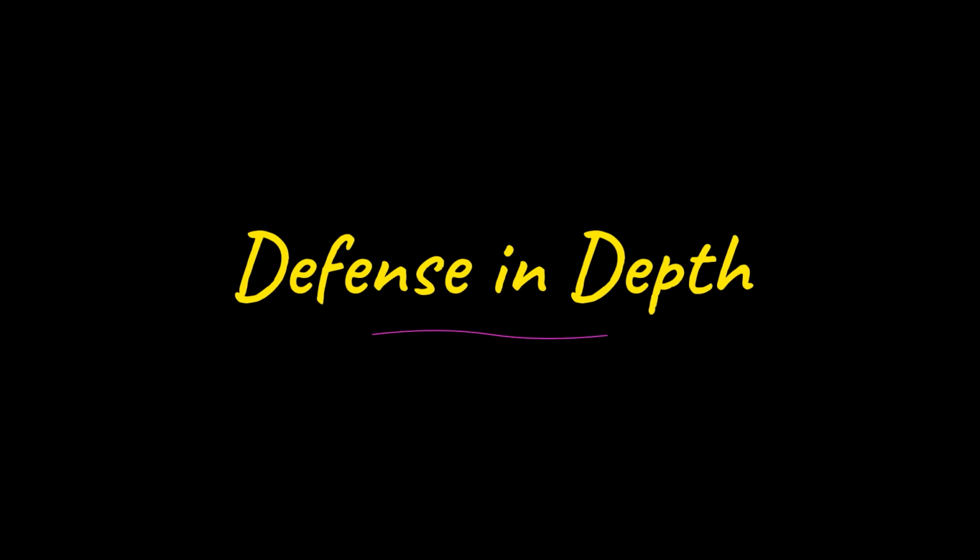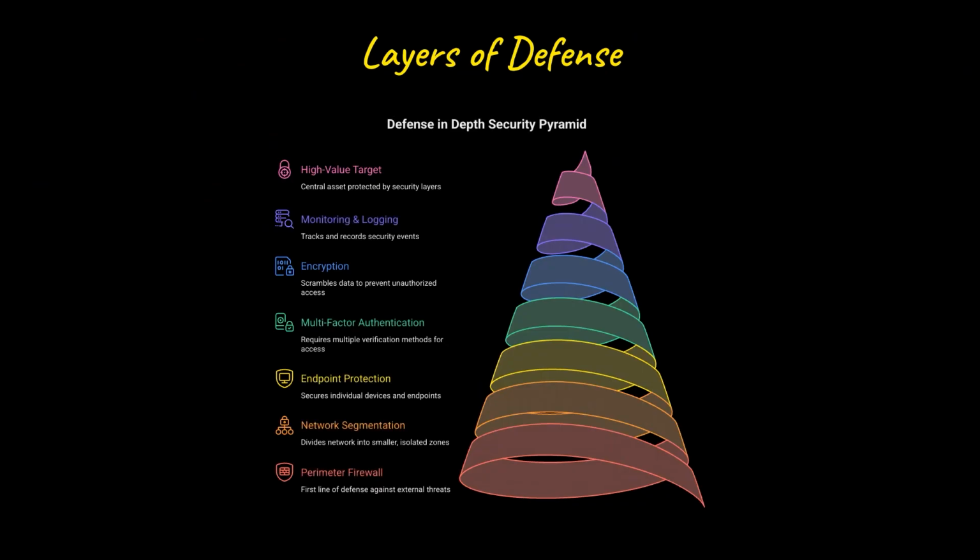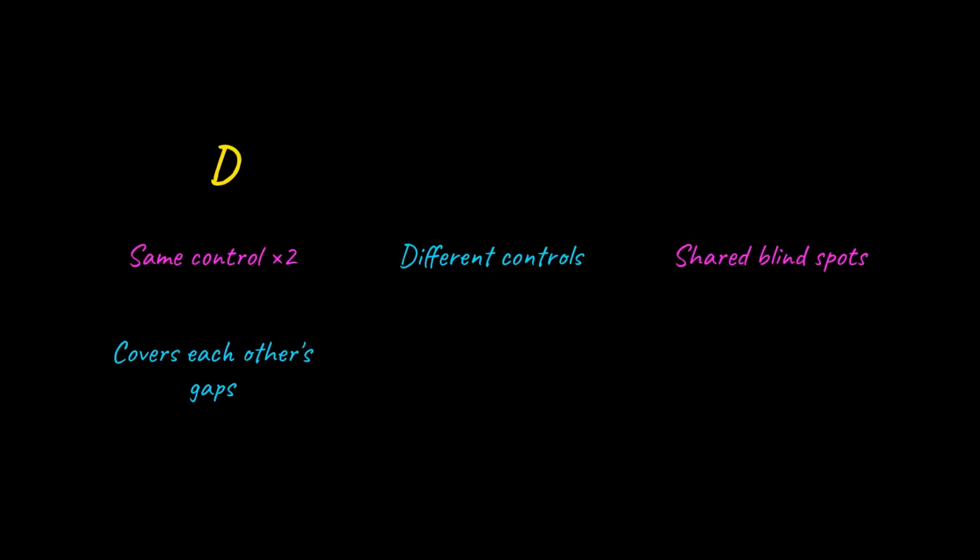It borrows its name from military fortification, where successive walls, moats, and keep slow an invading force and create time for defenders to respond. Each layer addresses a different attack vector and has a different failure mode. A perimeter firewall blocks unsolicited connections. Network segmentation contains lateral movement. Endpoint protection catches malware on devices. Multi-factor authentication slows credential abuse. And encryption protects data even if an attacker reaches it.